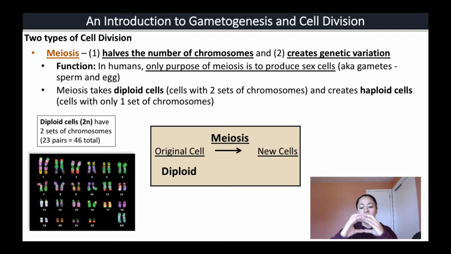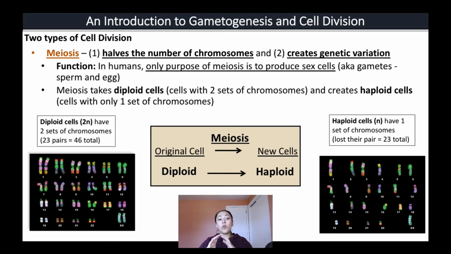However, meiosis takes a diploid cell and it halves the number of chromosomes. So now those cells are considered haploid and they only have 23 total chromosomes. So 1 of the chromosomes from each pair is removed, and now there's only 23 total there. So meiosis always goes from diploid to haploid. Mitosis, which we talked about in the last slide, always goes from diploid to diploid in humans because you're creating a clone of the original cell.